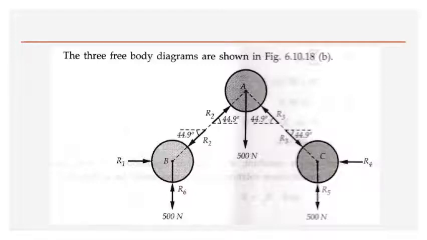So here also weight 500 Newton, 500 Newton and R5. The reaction at the contact of the two spheres, that is at point 2, R2, acts along the same line but in the opposite direction. Similarly here R3, which is again acting along the same line but in the opposite direction. This is your free body diagram. We have found out the angle of inclination of R2 and R3, that is 44.9.